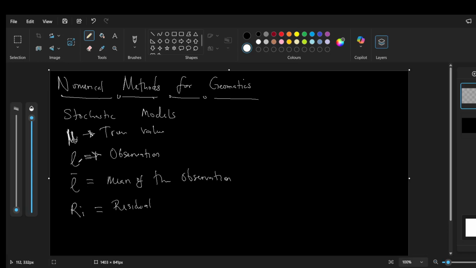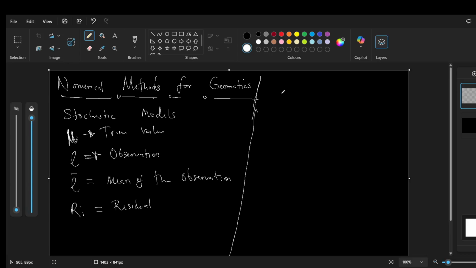So now how do these parameters relate? What's the true value? The true value is really never known. If you're religious, it's only known by God. I like to say that.